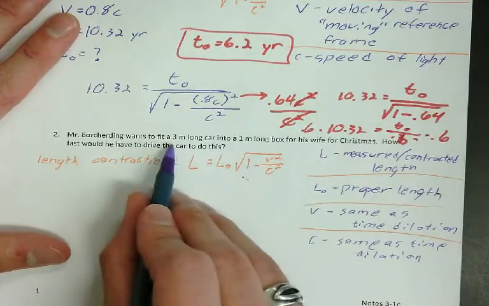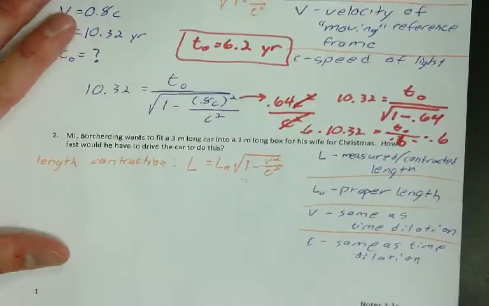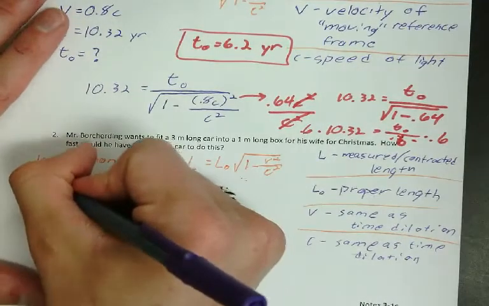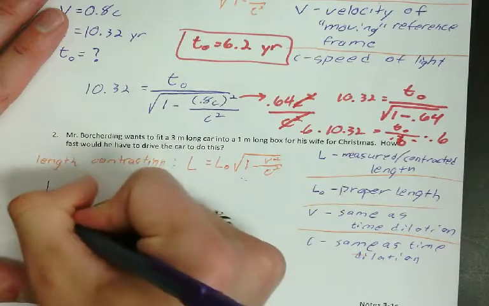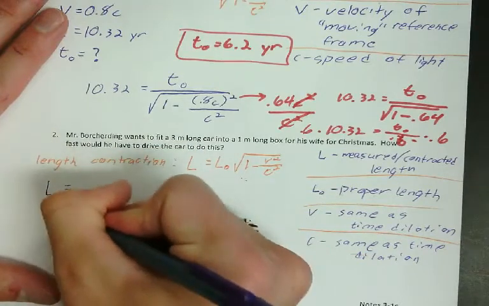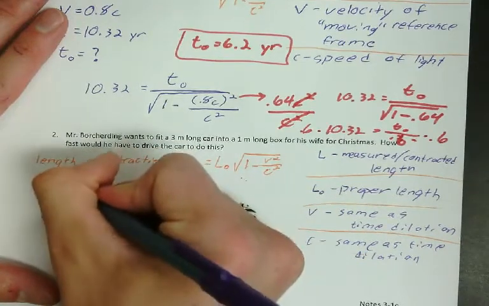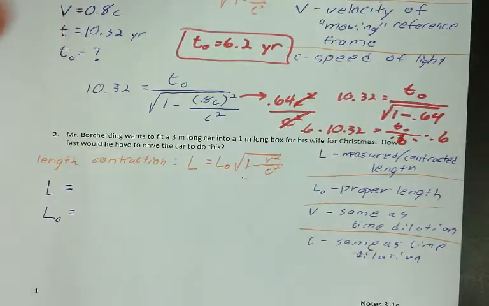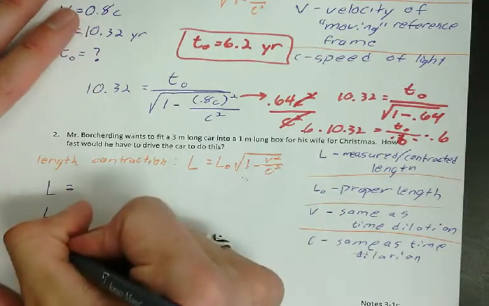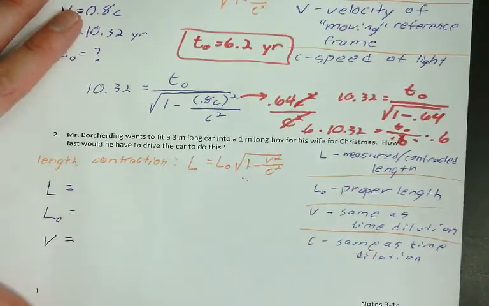So when I look at this problem, Mr. Borcherding wants to fit a 3-meter car into a 1-meter bike. So I have to ask myself, I have two lengths, one is L, one is L naught. Which is the proper length? Which is the length measured by the observer in the reference frame? And which is measured by the observer outside the reference frame?